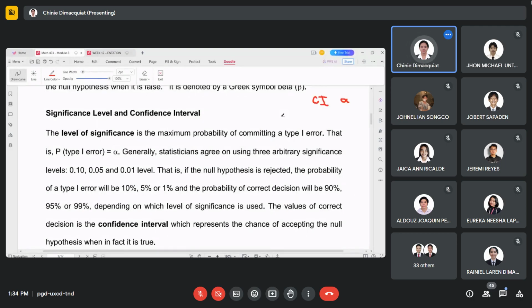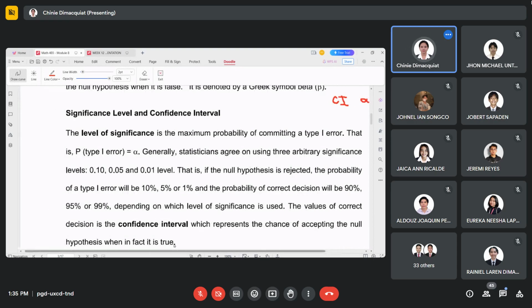So, generally, statisticians agree on using 3 arbitrary significance levels: 0.10, 0.05, and 0.01 level. That is, if the null hypothesis is rejected, the probability of a type 1 error will be 10% para kay 0.10, 5% para kay 0.05, and 1% para kay 0.01. And the probability of correct decision will be 90%, 95%, or 99%.